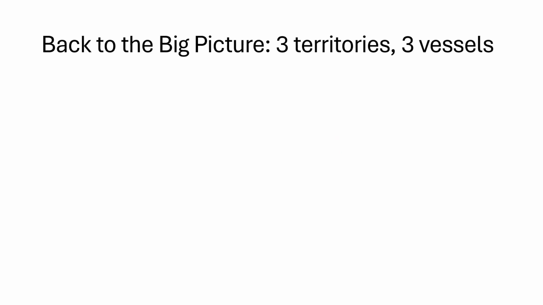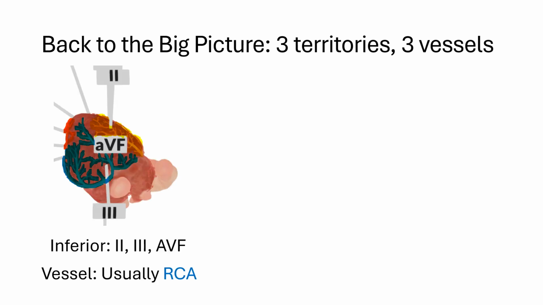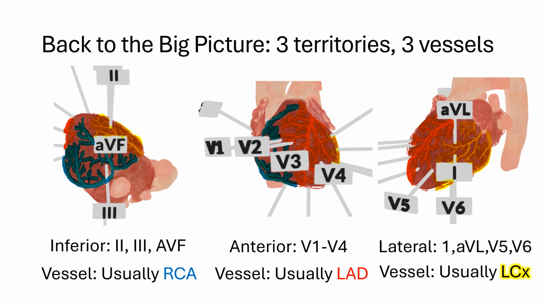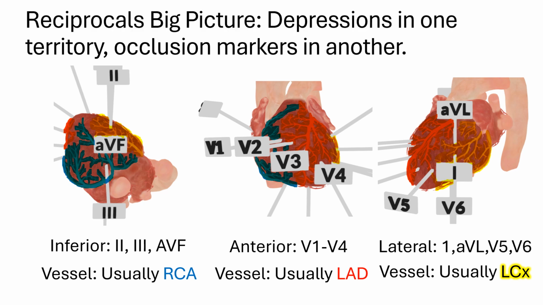Having gone into all this detail, let's zoom back out to the big picture. There are 3 territories and 3 vessels. The inferior is usually associated with the RCA. The anterior is usually associated with the LAD. The lateral is usually associated with the circumflex. Recall again the reciprocals' big picture: occlusion markers in one territory, and then reciprocal depressions in another territory.